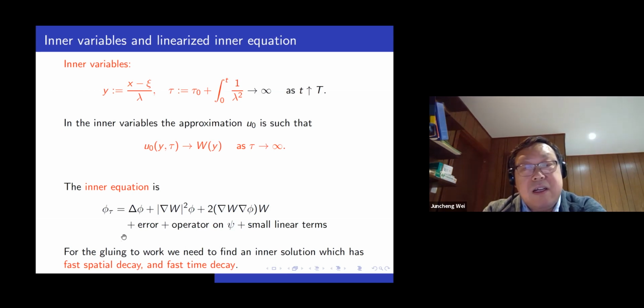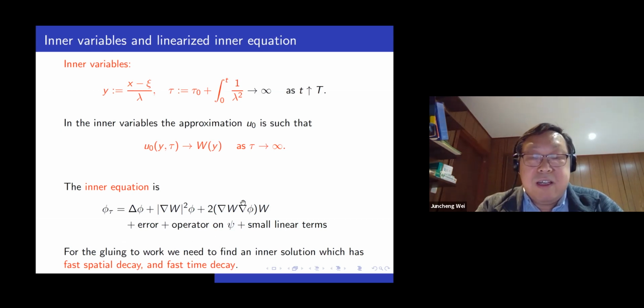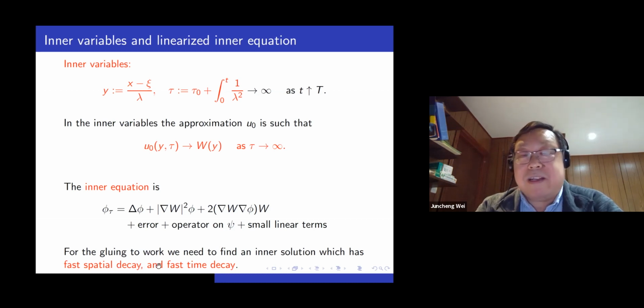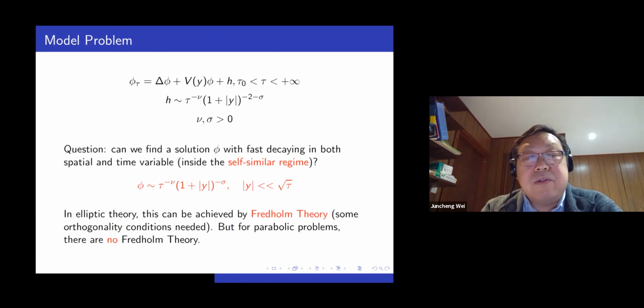So okay, so now for the gluing to work, the most important thing is for the inner problem, we need to find an inner solution which has fast spatial decay and fast time decay. So a model problem is the following. This is the model problem.